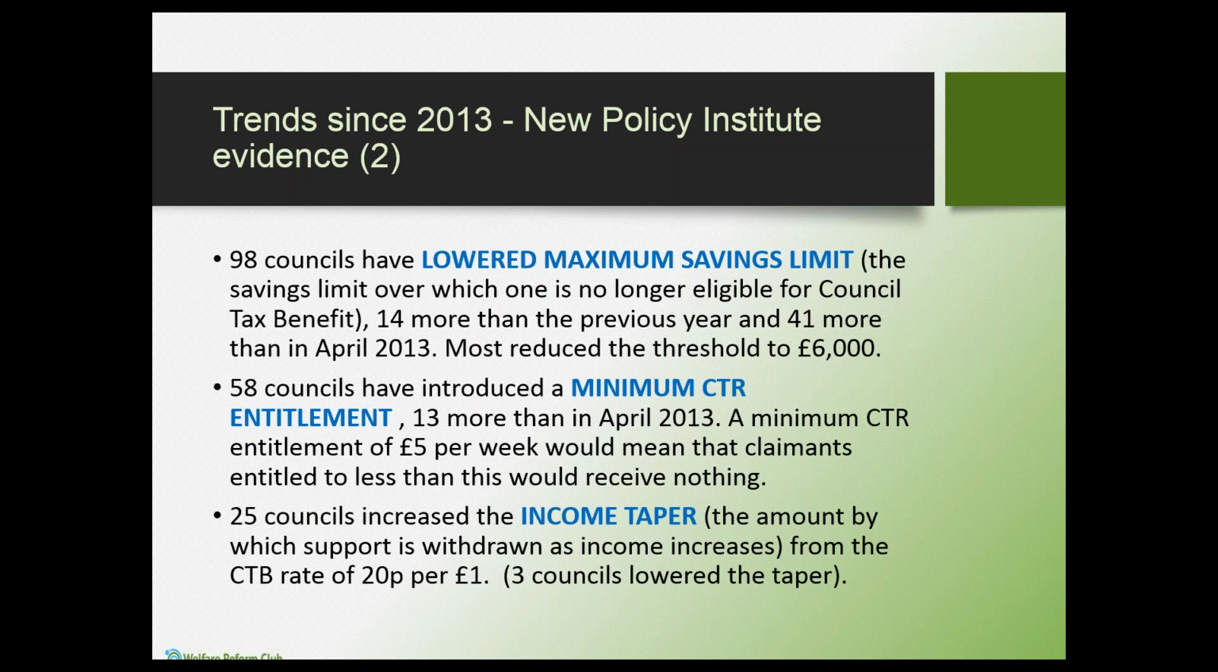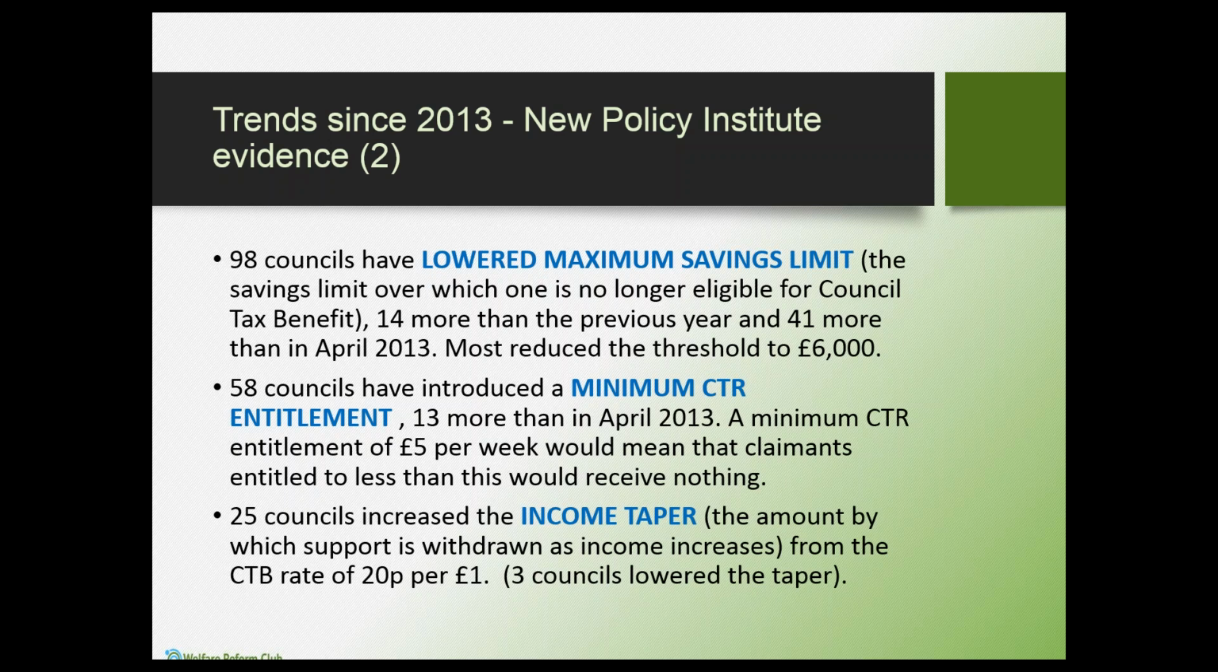You can see that 98 councils have lowered the maximum savings limit. Most of those have gone down to 6,000, which is the most common threshold that now exists. 58 councils introduced some sort of minimum entitlement. So, in other words, if your assessment comes down to less than £5 a week, then basically you don't get it. You have to have £5 to start with before you can get anything at all. Not the most popular one, but 58 councils have gone down that route.